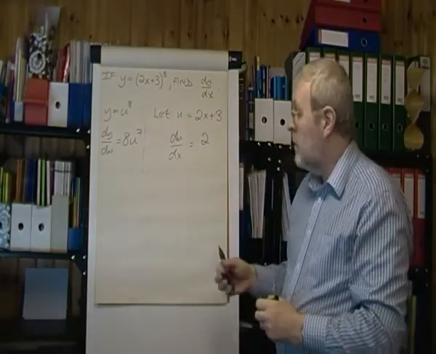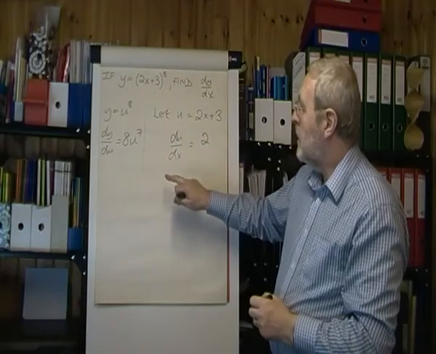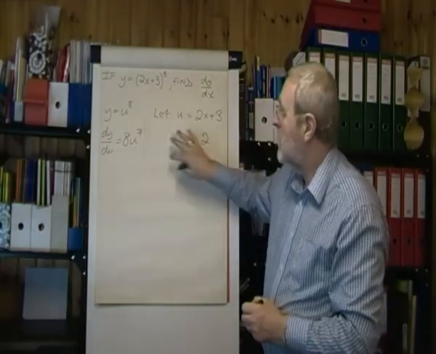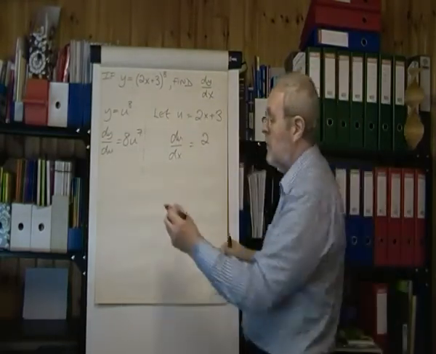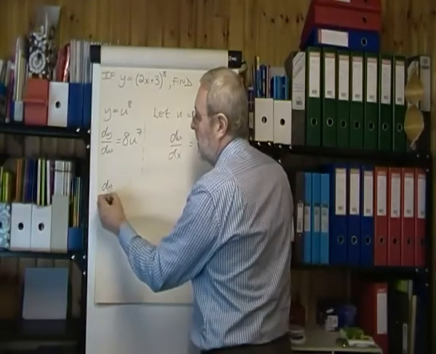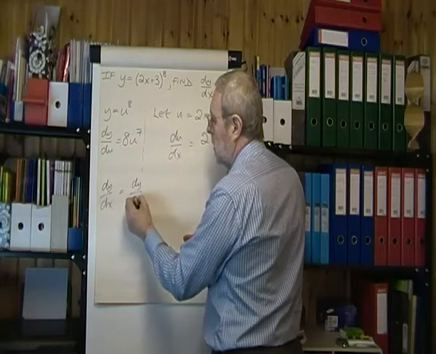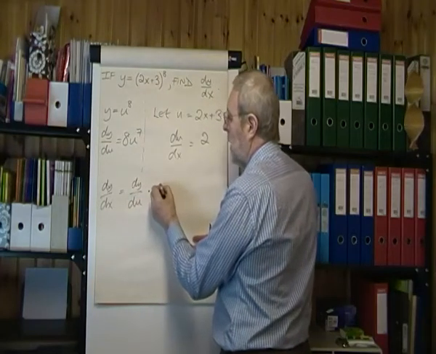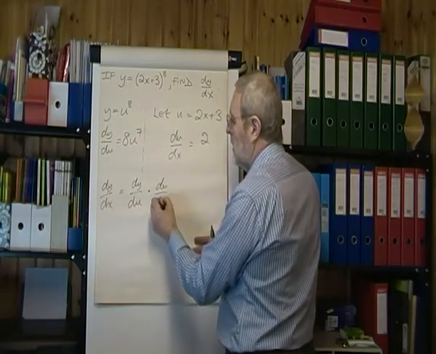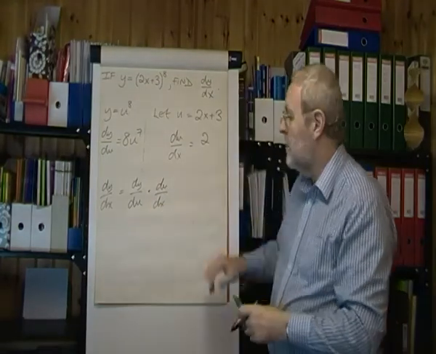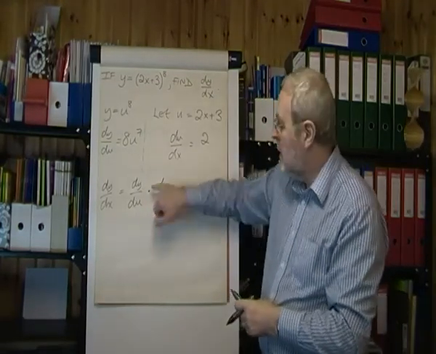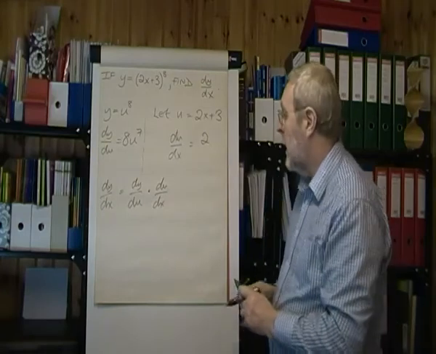Now the chain rule allows us to pull these together to give us dy/dx, and we do it as follows. dy/dx is dy/du multiplied by du/dx. You can think of the du's as cancelling and leaving you with dy/dx.